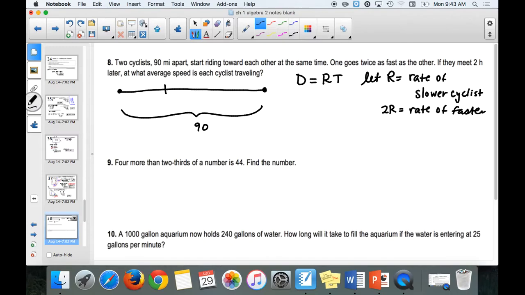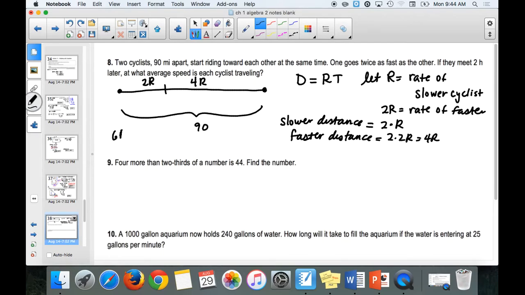So that means that each distance that they're going, the first cyclist is going a total distance. So the slower distance equals 2, right? 2 hours times R. And the faster distance equals 2 times 2R, which is 4R. So this distance is only 2R, and this one is 4R. So we get a total of 6R is equal to 90. So the slower rate is 15 miles per hour.